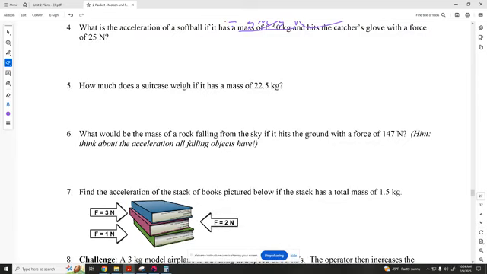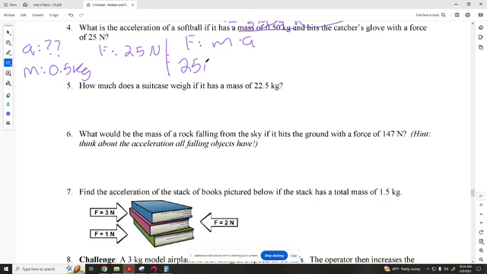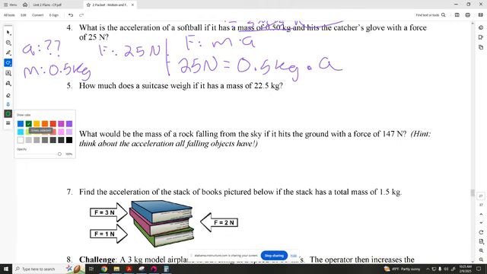What is the acceleration? So I'm looking for acceleration of a softball if it has a mass of 0.5 kilograms and hits the catcher's glove with a force of 25 newtons. So force is equal to mass times acceleration. Plug in what I know. I know that force is 25 newtons. I know that mass is 0.5 kilograms times acceleration, which is my unknown. Once again, I want to get acceleration on one side of the equal sign by itself. I move 0.5 kilograms over. We're multiplying over here, so when we move it across, we're going to divide by 0.5 kilograms.